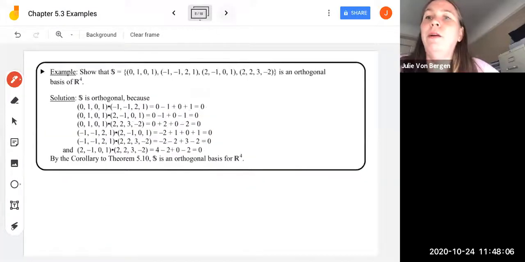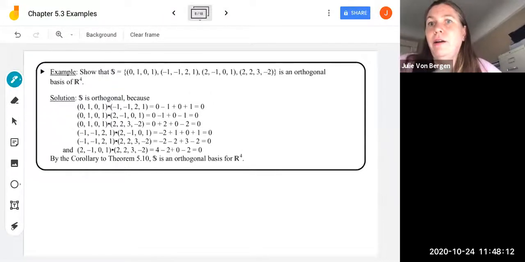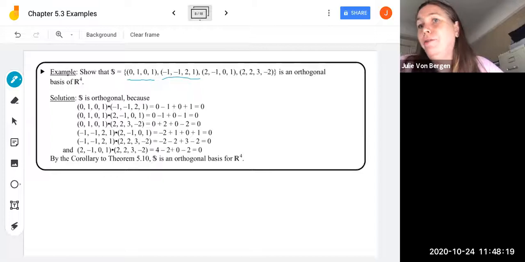All right, let's look at one more example here. So we're going to look at this set S of vectors here in R4. So we've got (0, 1, 0, 1), (-1, -1, 2, 1), (2, -1, 0, 1), and (2, 2, 3, -2). And we're going to show that this is an orthogonal basis of R4.